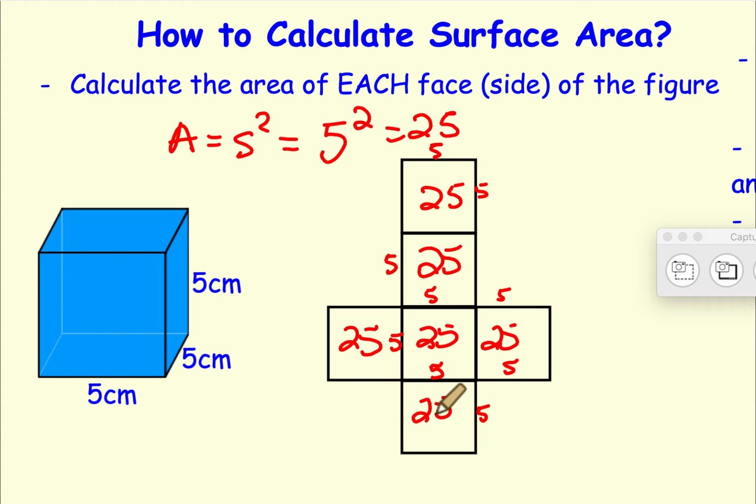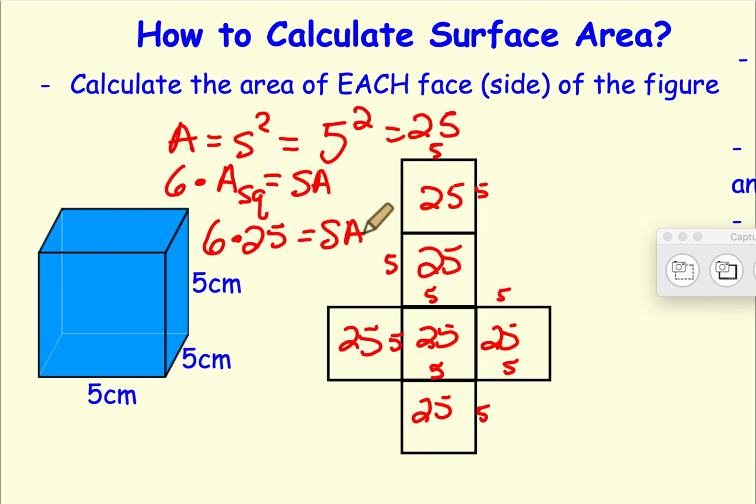What's a shortcut for adding 25 6 times? Well, I could go ahead and say 6 times the area of the square is equal to the surface area. So, since the area of the square is 25, my surface area would be 150 centimeters squared.